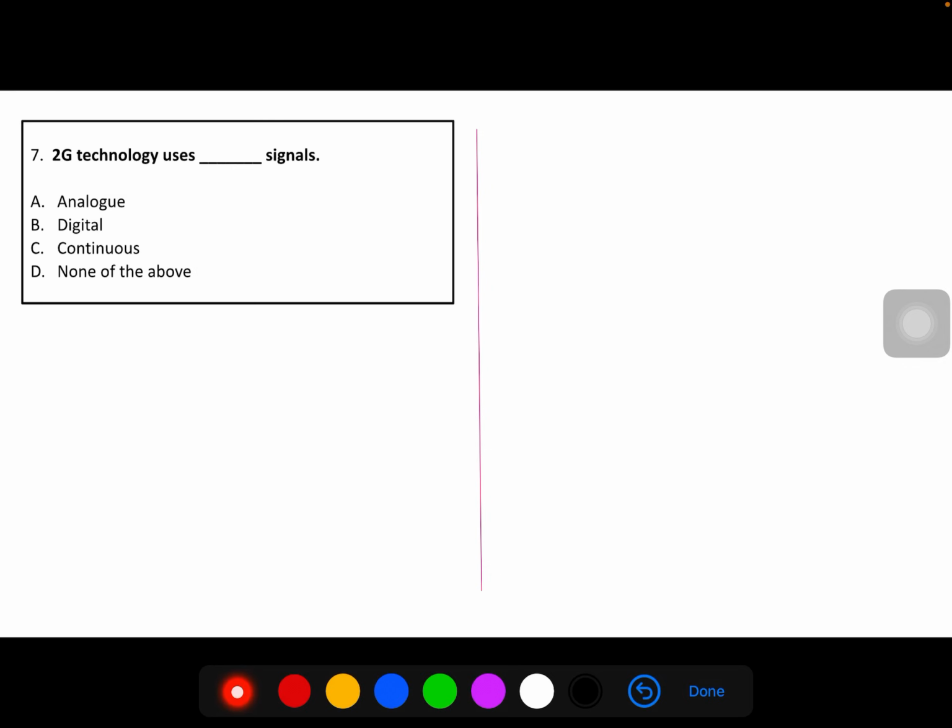Next question. 2G technology uses dash signals. In 1G, analog signals were used, and in 2G, digital signals were used. So the correct option is digital.